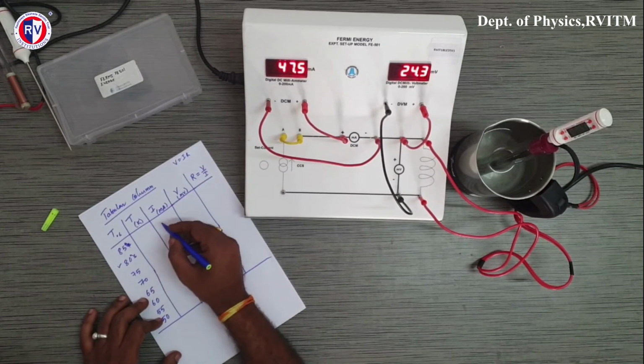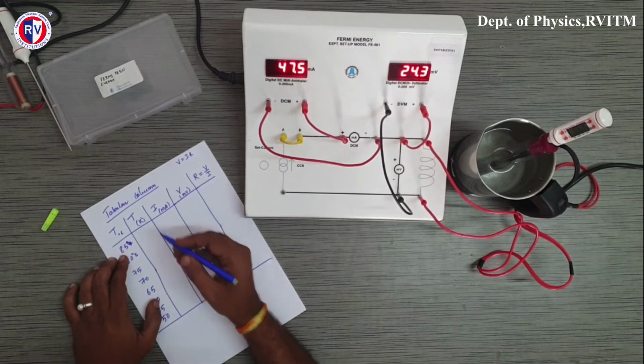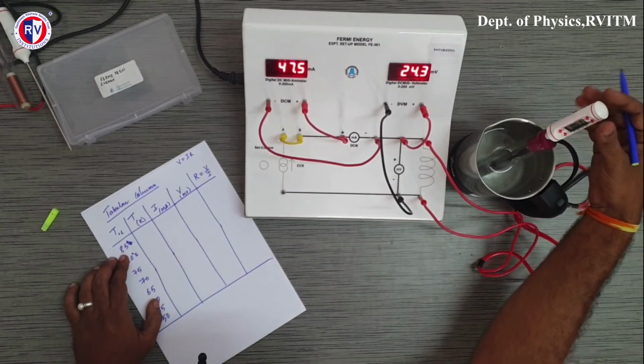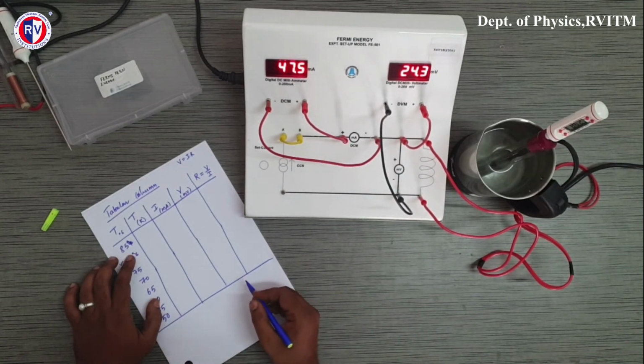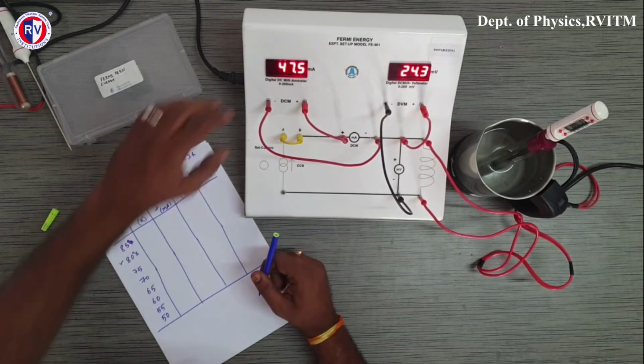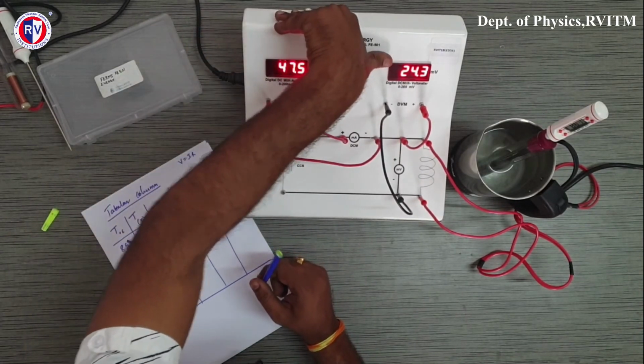Fine. Now once it is at 85 degrees Celsius, now the temperature is 86.3. I think we need to wait for some time. Once it is 85 degrees Celsius, note down the current and voltage.